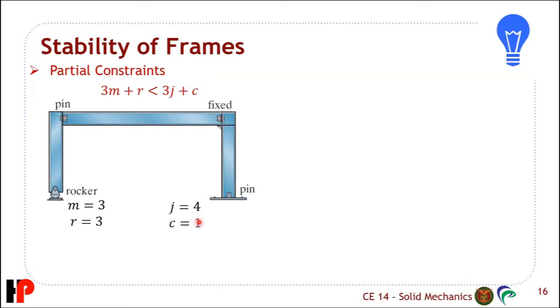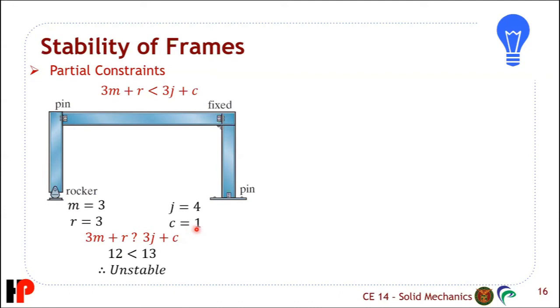Bakit hindi natin ginamit yung summation na equation? Kasi dalawa lang naman yung connected by this pin. So we just count it as 1. You can actually understand yung D minus 1. Imagine niyo to. 2 yung connected niya, di ba? So, D is 2 minus 1. So, 1 lang siya. Kaya C equals 1. So, 3M plus R, 3J plus C, you get 12 is less than 13. So, therefore, this is unstable due to partial constraint.